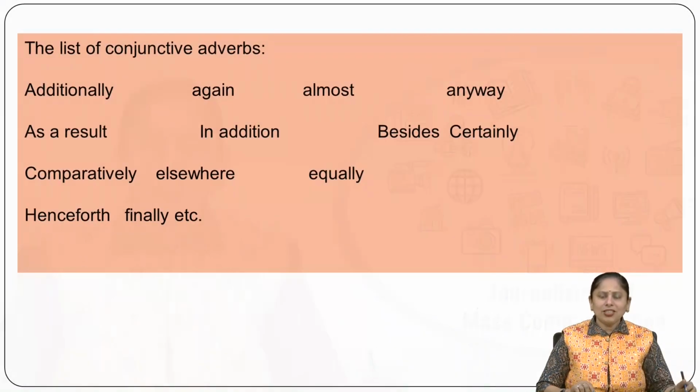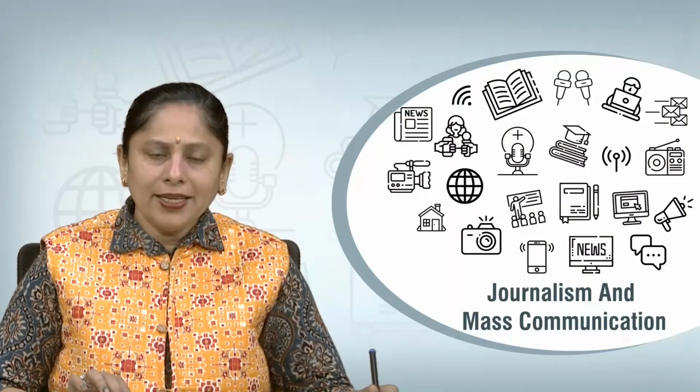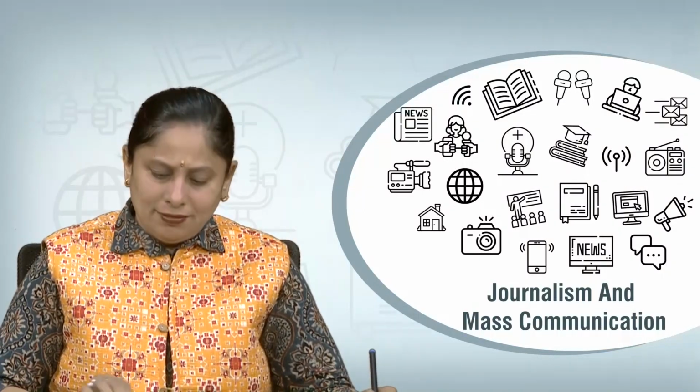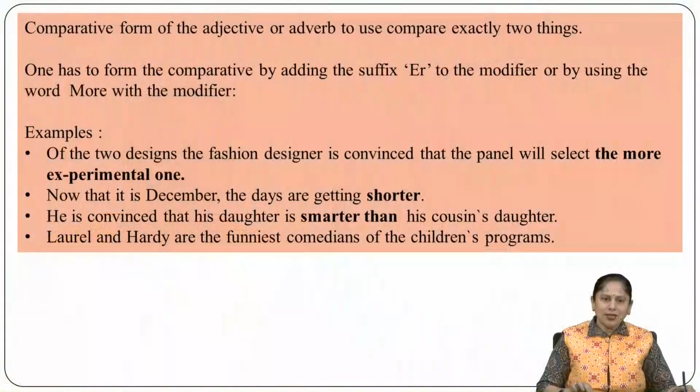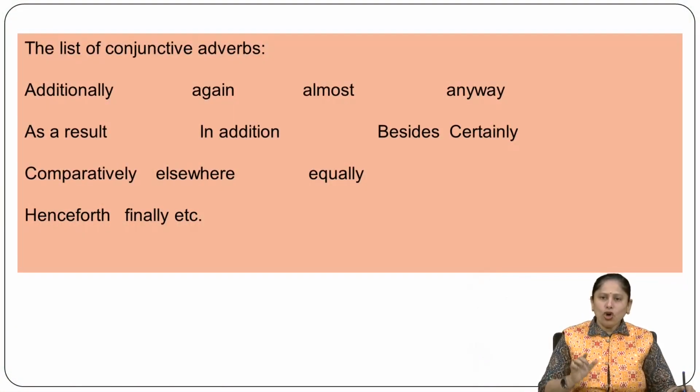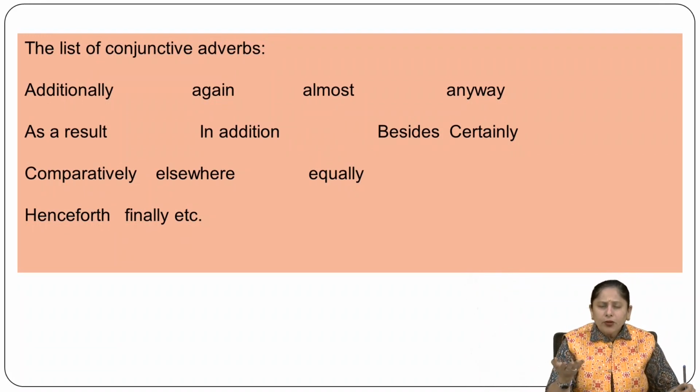The list of conjunctive adverbs, look, those which are added, they are listed in the previous slide. You can see that slide. Additionally, again, almost, anyway, as a result, in addition, besides, certainly, comparatively, elsewhere, equally, henceforth, finally, which we have been frequently using in our speech. All these are conjunctive adverbs. First of all, you will think what is that particular word, conjunctive adverbs, but when you come across all these frequently utilized adverbial modifiers, you will be in a condition to understand them very easily.